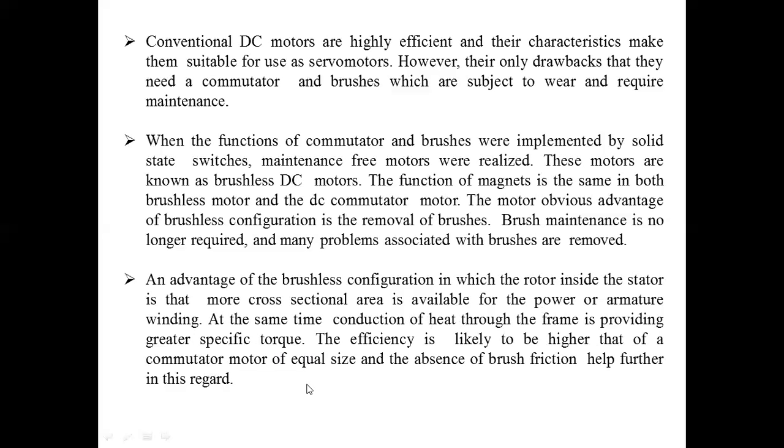The efficiency is very high compared to normal conventional DC motors. With the absence of brushes there are no friction losses. In normal conventional DC motors, the brushes are always continuously in contact with the commutator, so there are frictional losses, the brush frictional losses, and also noise. In brushless DC motors these are completely eliminated.